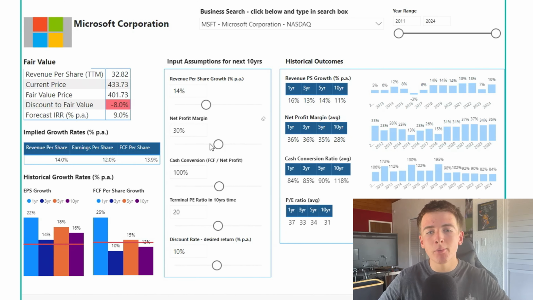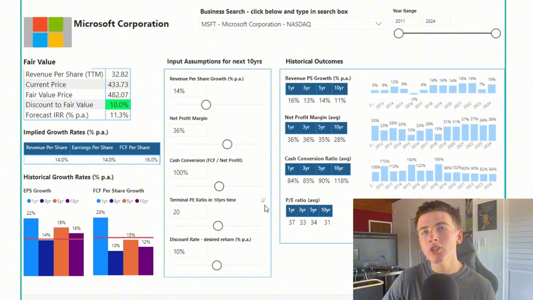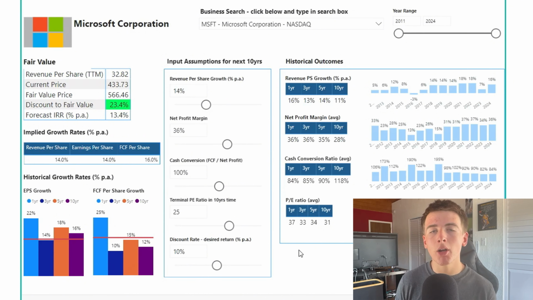Then if we go to net profit margin, we can see that over the past 1 to 5 years, it has been around 36%. So let's put that at about 36%. Cash conversion rate, we can leave at 100%. Then if we look at the terminal PE ratio, even though the PE ratio has been in the 30s lately, I believe Microsoft should be at about 25. I believe Microsoft deserves a premium compared to the market. Since the market averages about 15 to 20, I think Microsoft is a much better company and deserves the premium. So I'm going to put about 25.